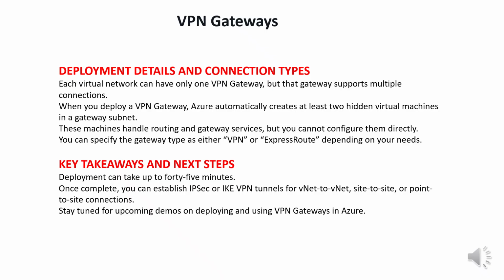When you deploy a VPN gateway, Azure automatically creates at least 2 hidden virtual machines in a gateway subnet. These machines handle routing and gateway services, but you cannot configure them directly. You can specify the gateway type as either VPN or ExpressRoute, depending on your needs. Deployment can take up to 45 minutes. Once complete, you can establish IPsec or IKE VPN tunnels for VNet to VNet, site to site, or point to site connections.